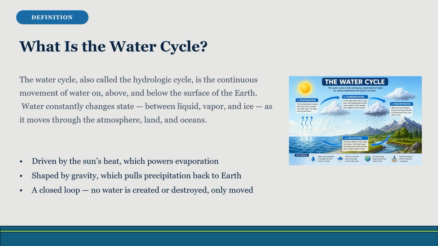Below here I have 3 points about the water cycle. The first point is that it is driven by the sun's heat. The first stage is that the heat of the sun absorbs the sea or the ocean water in the form of vapor. Then it later changes into condensed form. Let us move to the next slide.